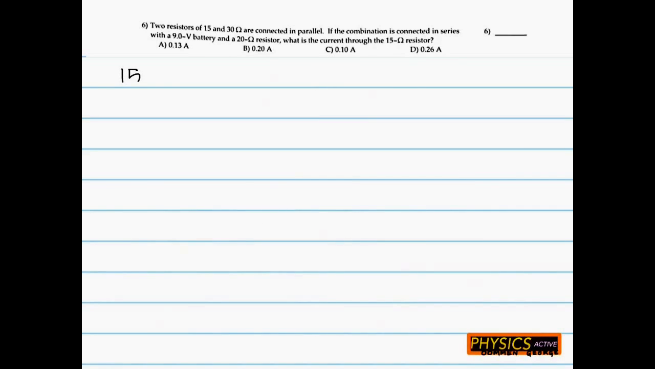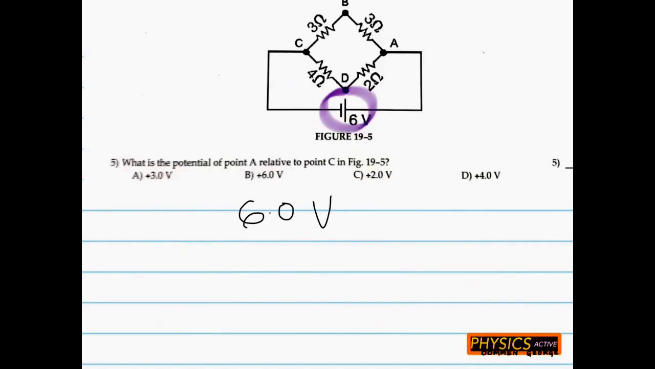In this question, it's pretty straightforward. What is the potential of A relative to point C? Surely 6 volts. No need of any calculation. Look at the diagram carefully. C is connected to the negative point of the battery and A is connected to the positive, so the potential difference between A and C is simply 6 volt.